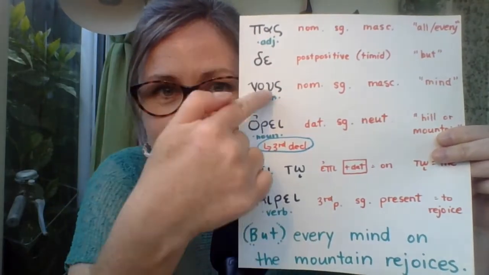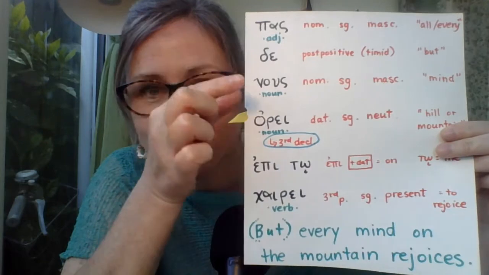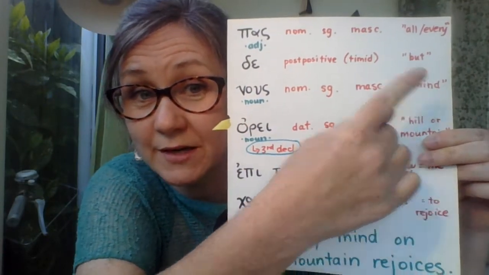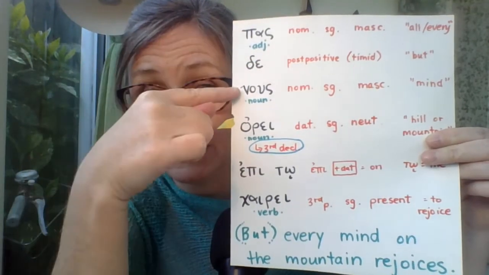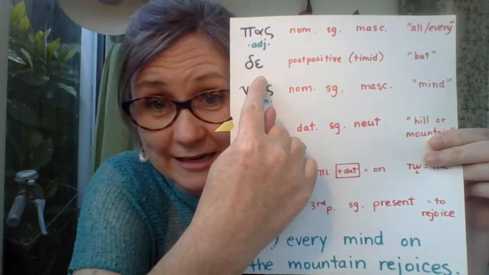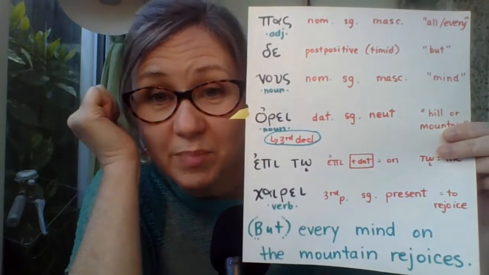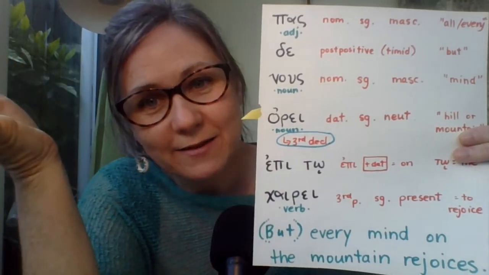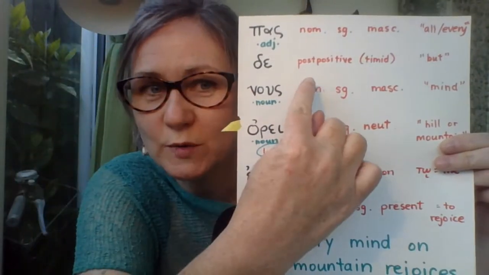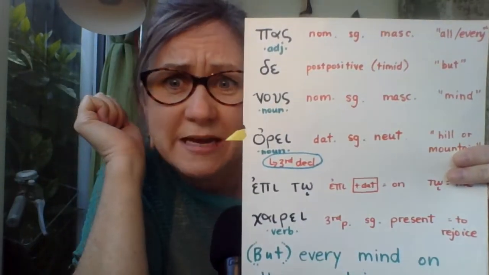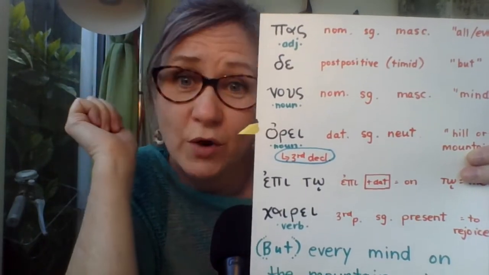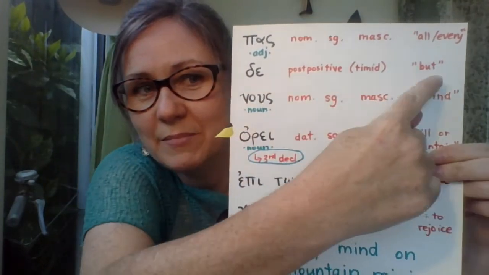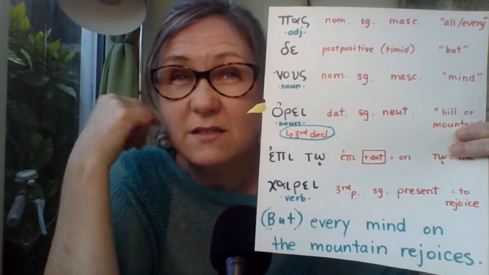So I look to see if anything else is nominative singular masculine. Once again, nous is there, nominative singular masculine. So I know we're talking about every mind. We've got de stuck in here. De means but, and it gets translated at the beginning of the sentence, but it's a postpositive word, which means it's too timid to go first. It always goes second. But you translate it at the first of the sentence. So it means but, it's a soft but.